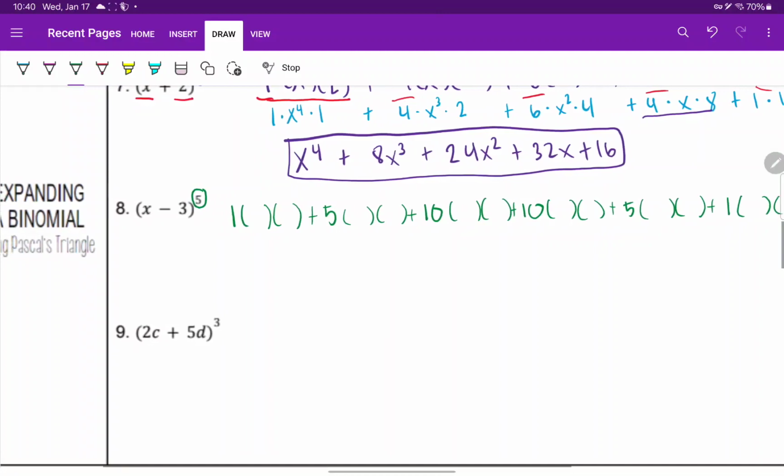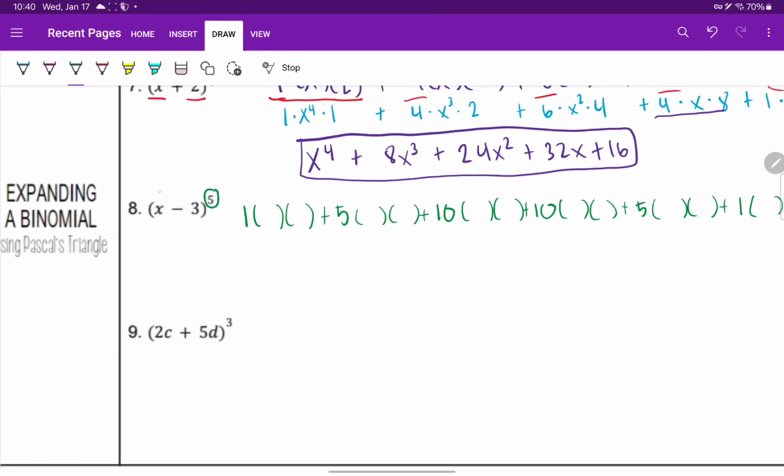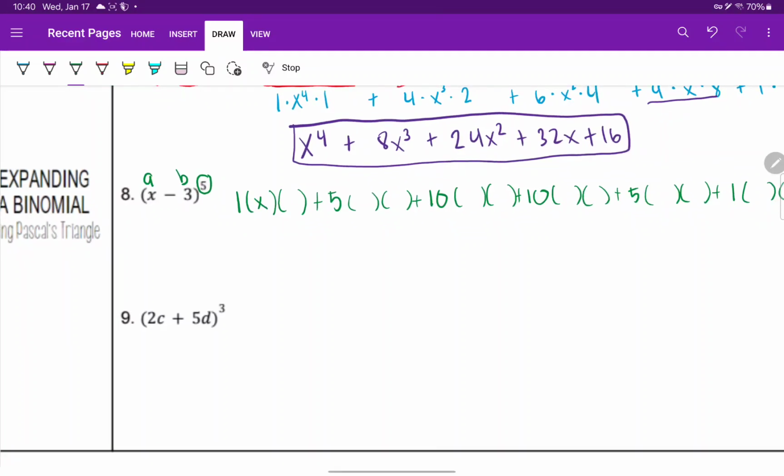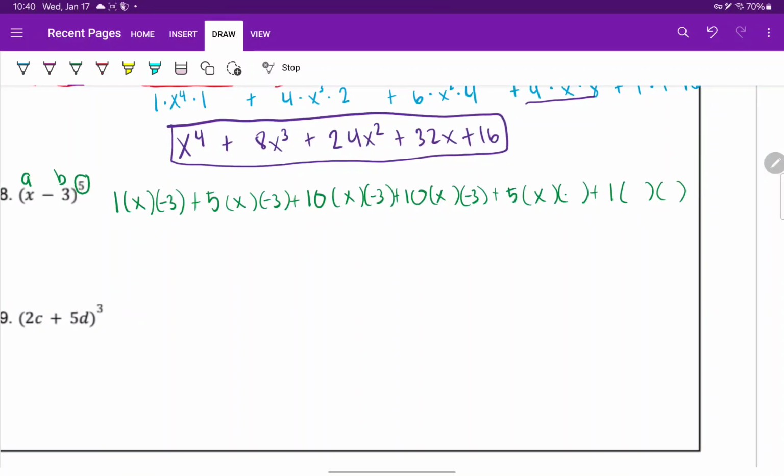All right, now we're going to go back to our problem. We're going to identify A and B. So A is the first term, B is the second term. So it's going to be x followed by negative 3. X followed by negative 3. So x, negative 3, x, negative 3. And we're just going to fill in each one of these with x first, then negative 3 second, all the way through.